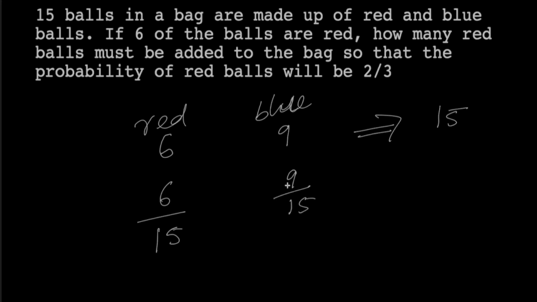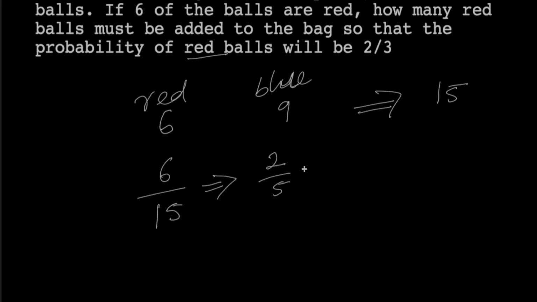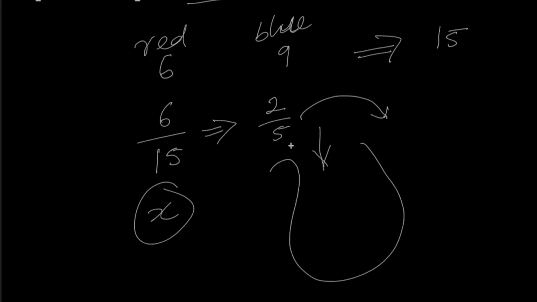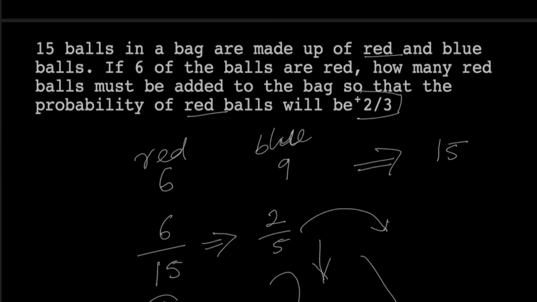But we are not interested in the blue. We are only interested in the red. Currently, if you calculate this probability, you're going to have 2/5. It's not the same as this. The question is now saying, if this probability is going to change to this, how many balls will you add to the red to make the probability change to 2/3? Let's call that X. X number of balls will be added into the bag to cause the probability to change to this.